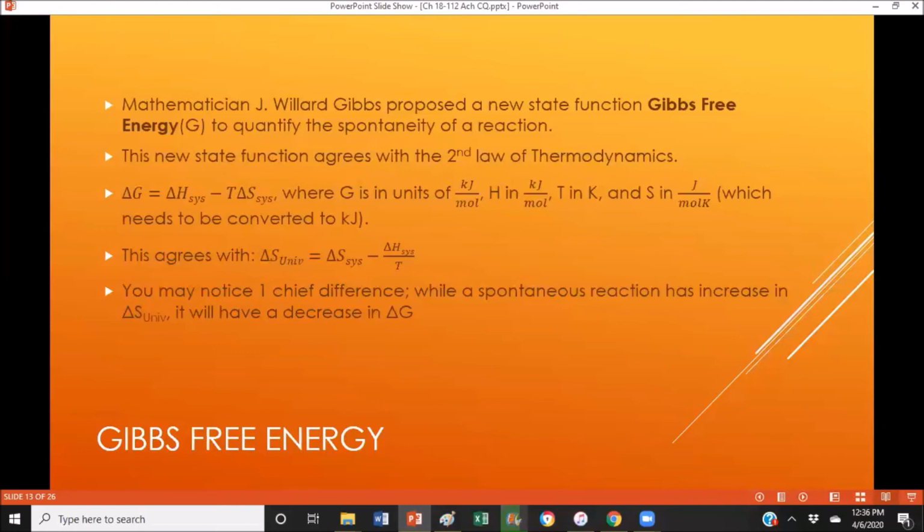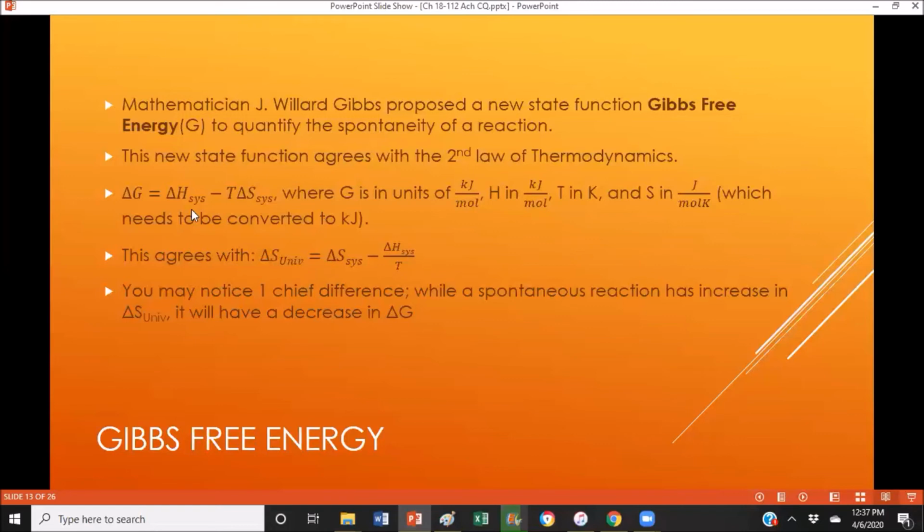Delta S universe wants you to consider the system and the surroundings, and this one just really has you look at it in terms of the system. So it's sometimes a little bit easier to think about. But delta G's unit is kilojoules per mole. Delta H's unit is kilojoules per mole. Temperature must be in Kelvin, and S, our entropy, is in joules per mole Kelvin, which means usually something needs to be converted from joules to kilojoules or kilojoules back to joules. So keep that in mind.